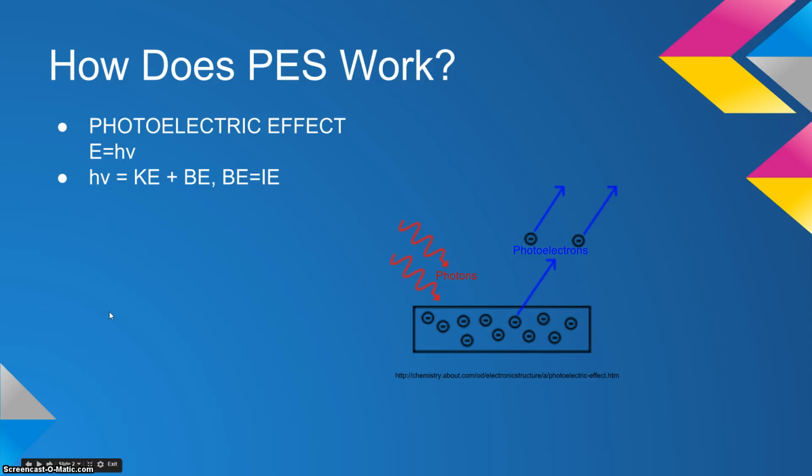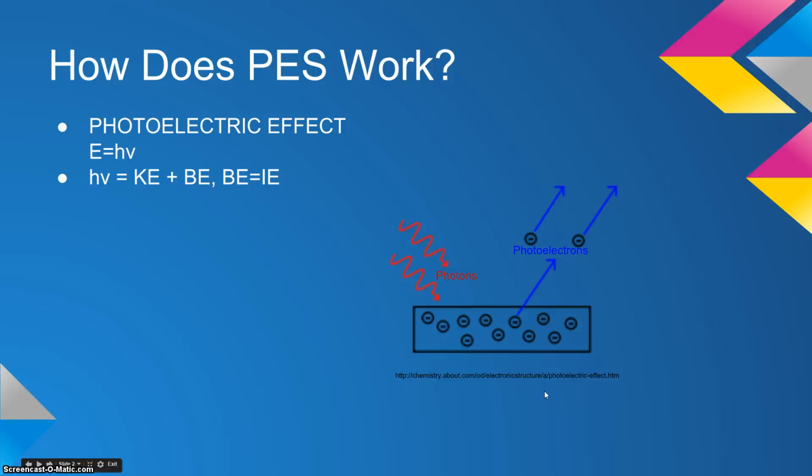So to begin with, we're going to talk about what photoelectron spectroscopy is and what concept is at the heart of it. The concept that is central to photoelectron spectroscopy is the photoelectric effect, which suggests that you can use photons of light to knock out electrons from various substances.